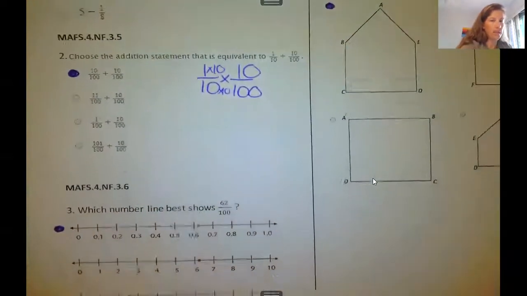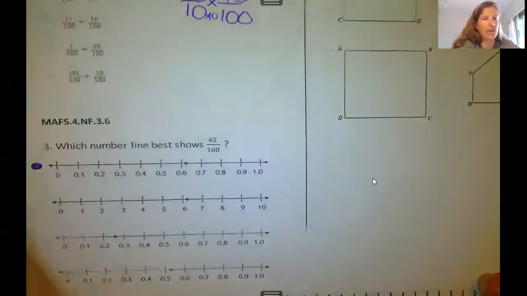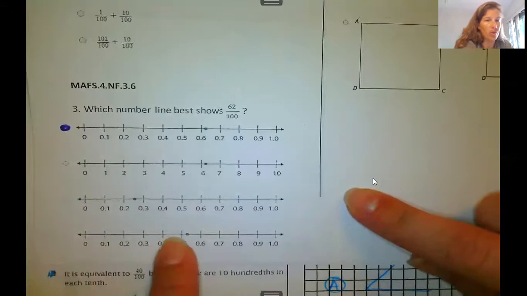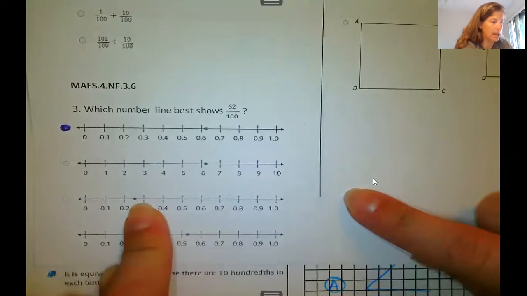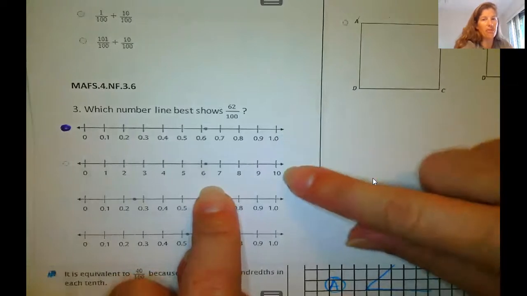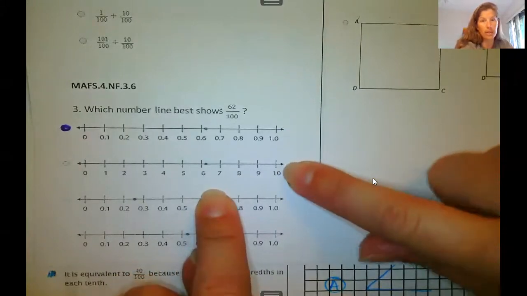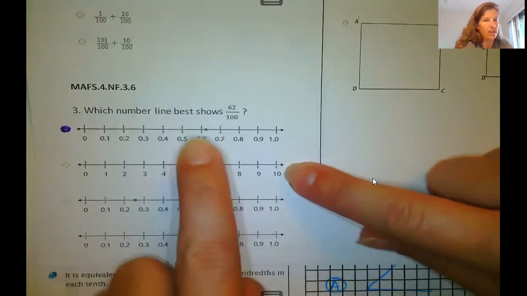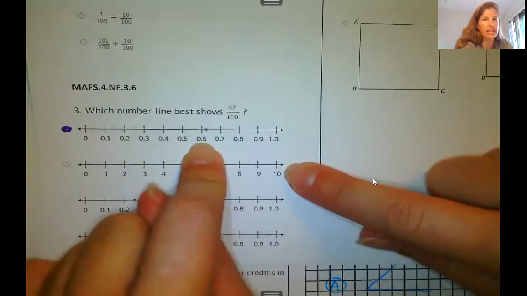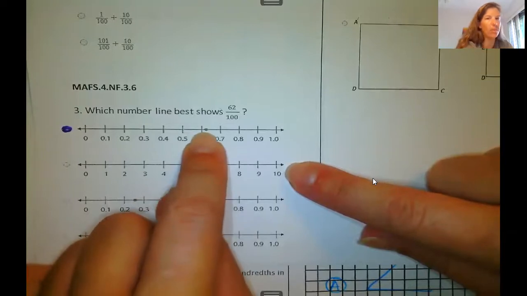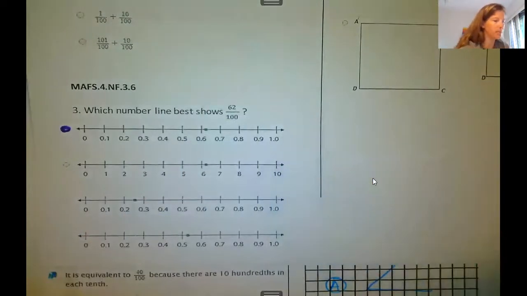Number 3 was a little bit challenging. It's asking you which number line best shows 62 over 100. So this one we're going to mark off because that's not in the 60s. This one we're going to mark off because it's not in the 60s. This one is showing whole numbers. So if you were stuck between these two, I understand it. But this one here is showing whole numbers, not decimals. So this is the choice that you should have selected because that is 60 over 100, this mark here. So it's a little bit past that. So that would give you your 62.